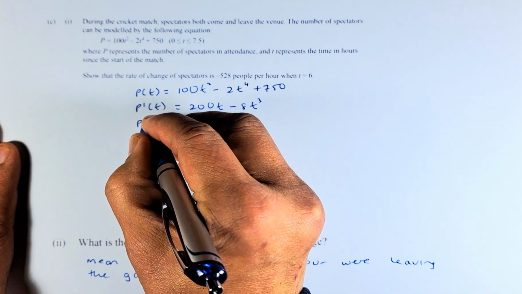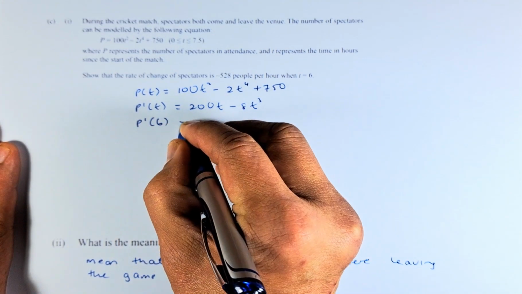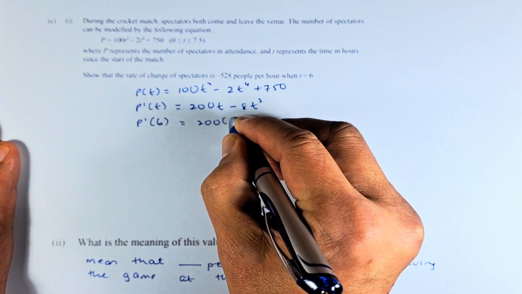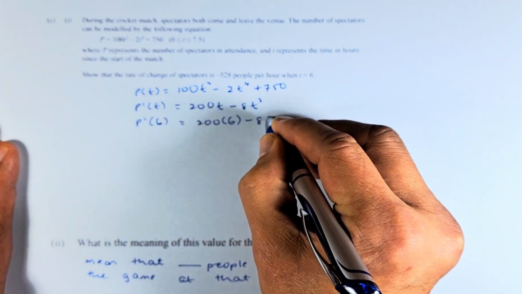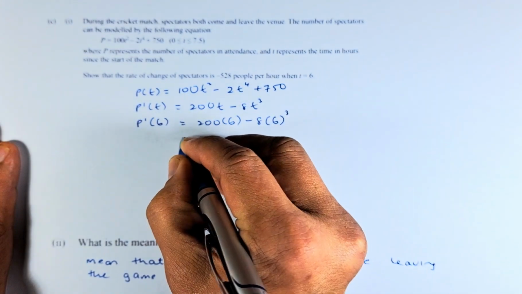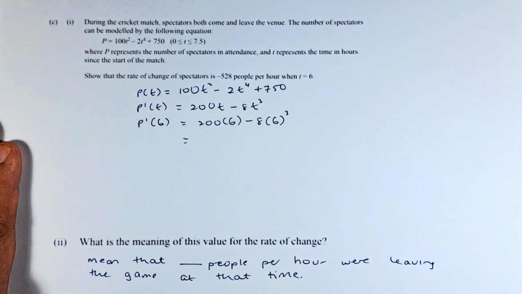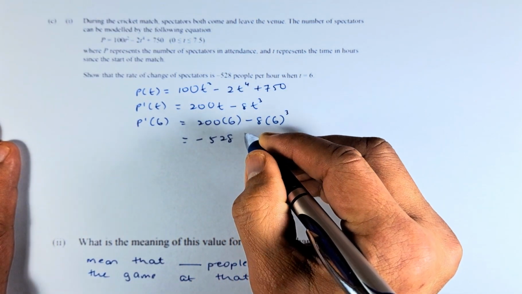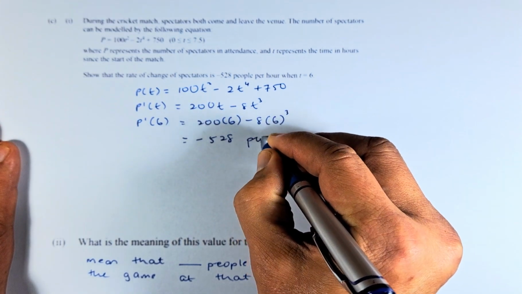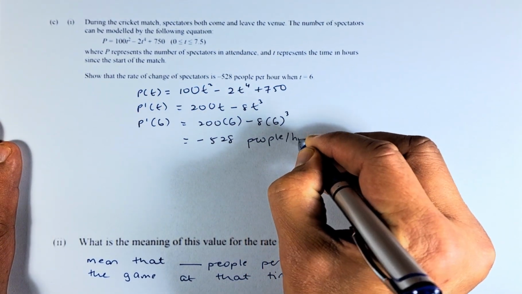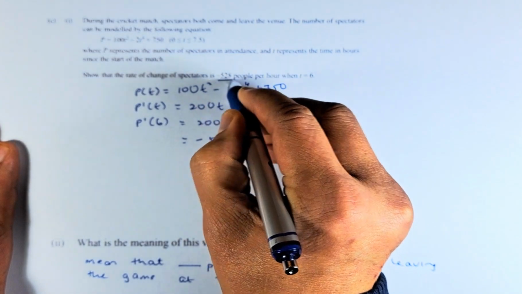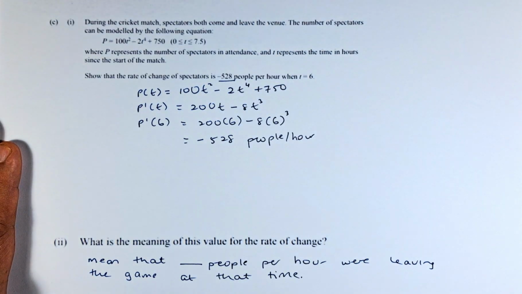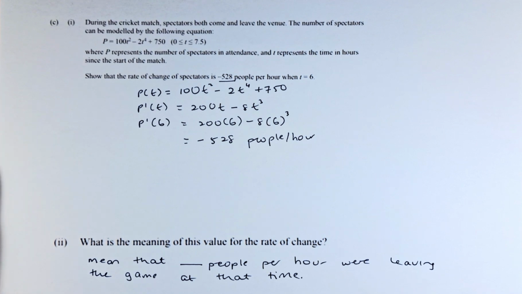So when t becomes 6, we're going to put 200 times 6 minus 8 times 6 to the power of 3. Put it in your calculator and your answer is going to be minus 528 people per hour. So that is why your answer is minus 528 per hour when time equals 6. Great. Now we shall do part 2. Part 2 is straightforward.